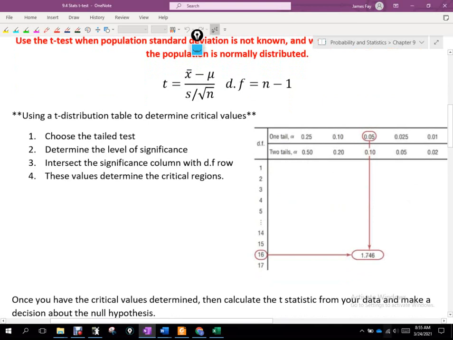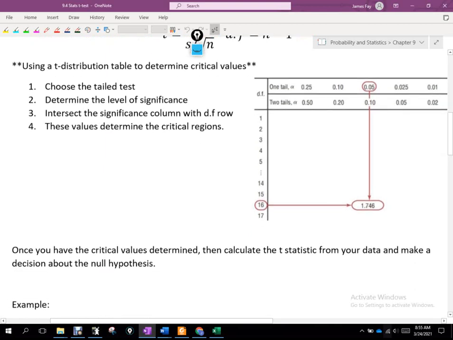It says using a t-distribution table to determine the critical value. Do you guys remember doing this? We had a t-distribution, so we chose an alpha, and then we figured out our degrees of freedom, and saw where those two things intersect. That right there, that 1.746, is our critical value.